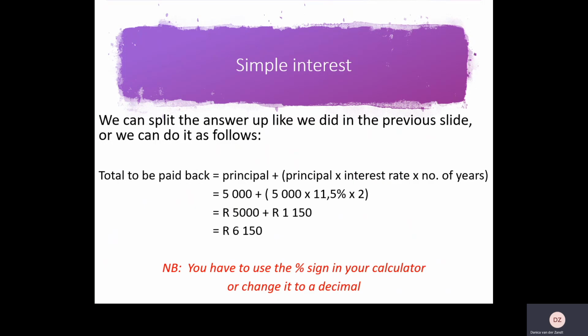Okay, so here we are combining it using that principal plus principal times interest rate times number of years. So I'm still doing exactly the same things, I'm just putting it into one calculation.